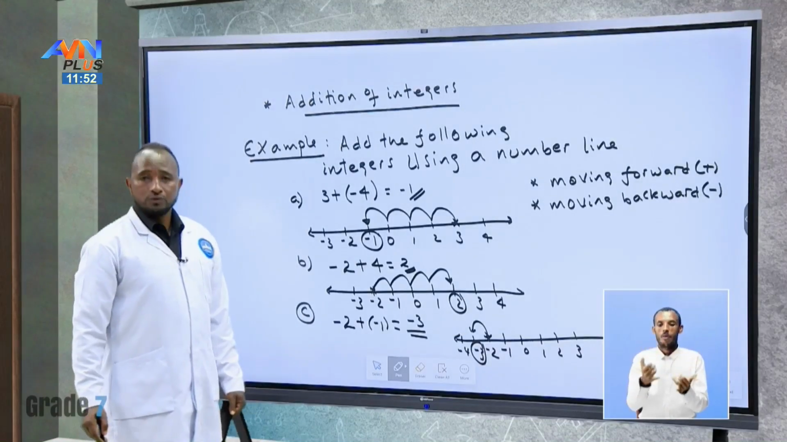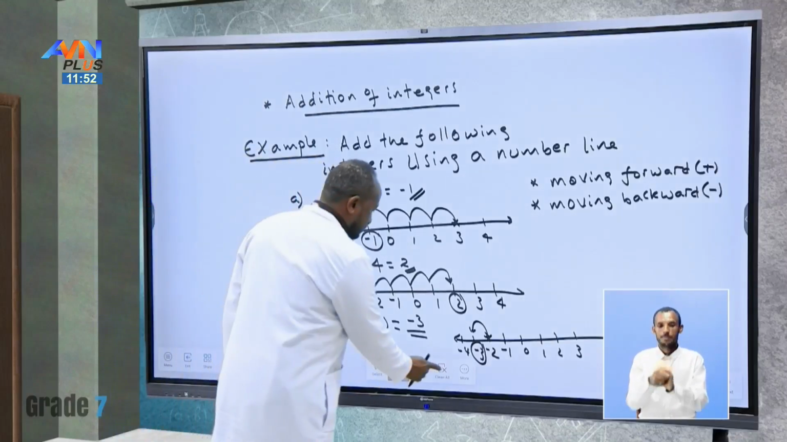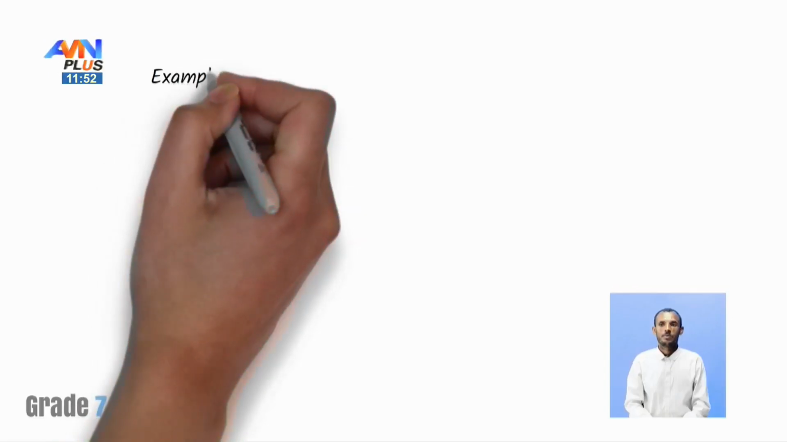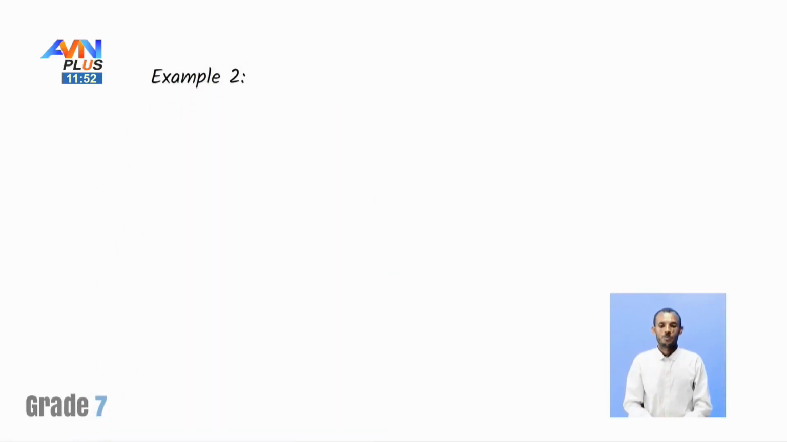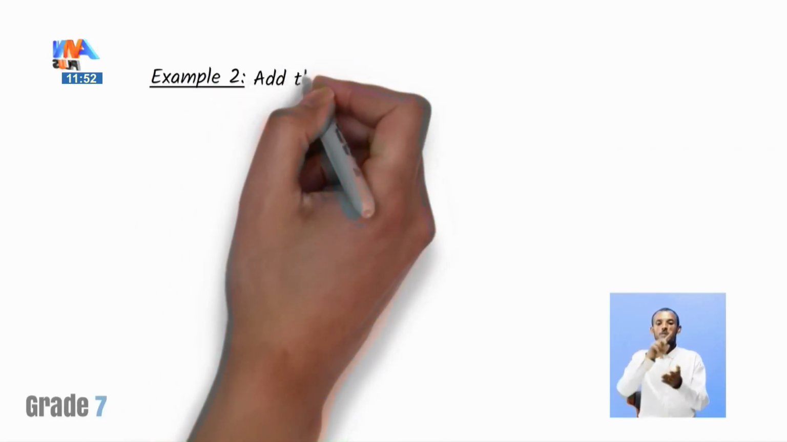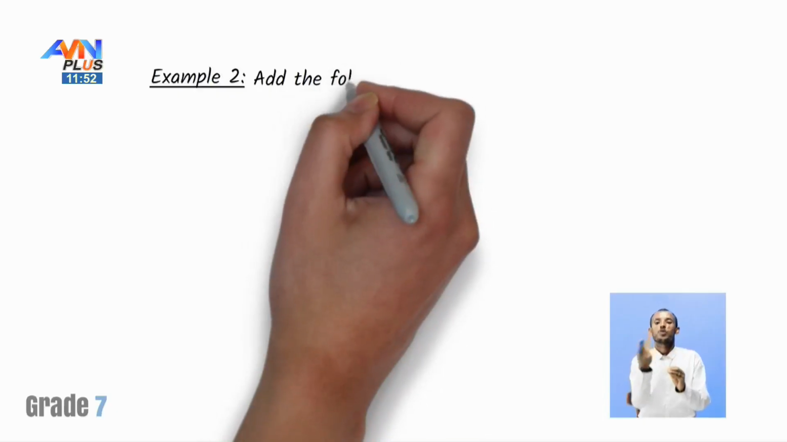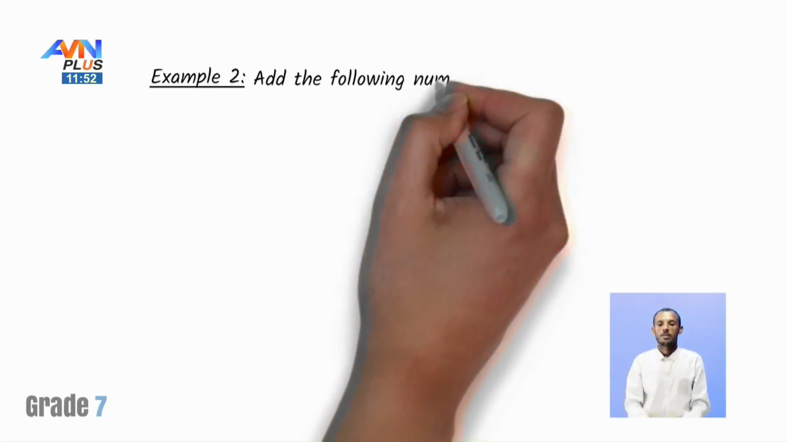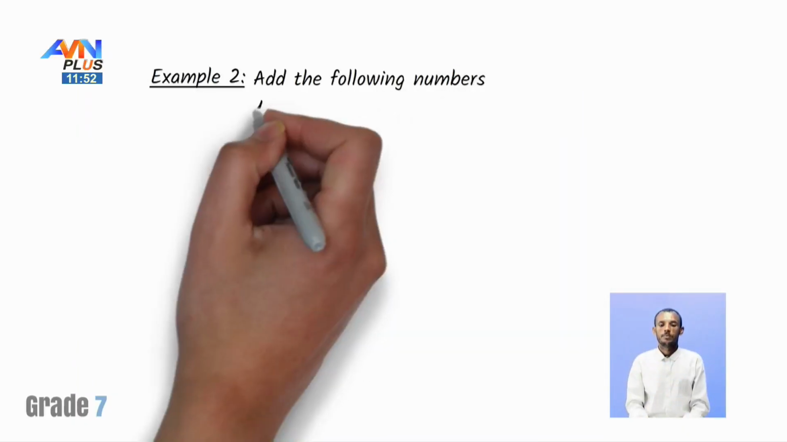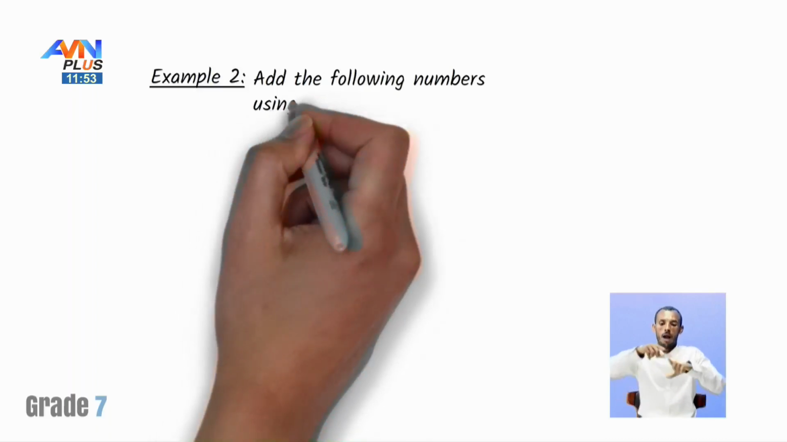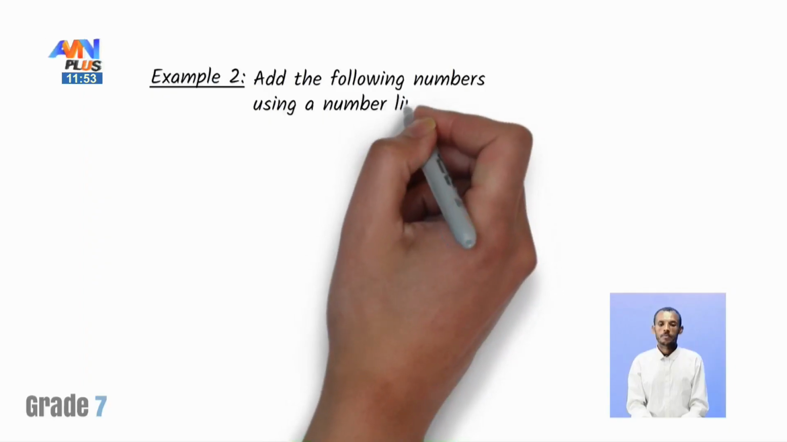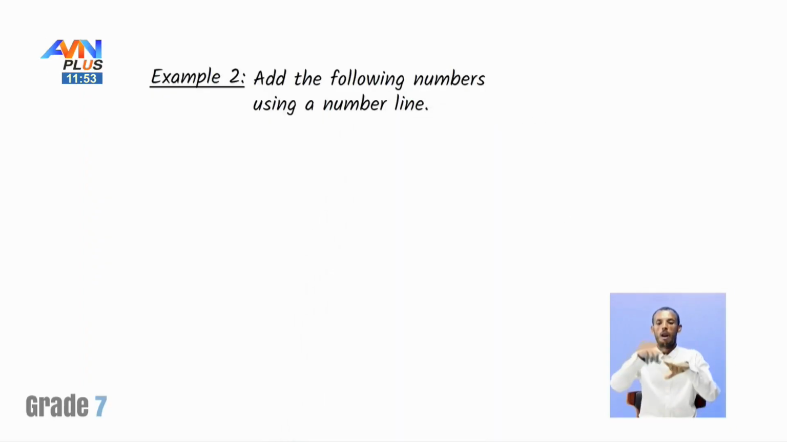Now, let's continue to the second example. Example 2. Okay, again, let's try this example. Add the following numbers using a number line.